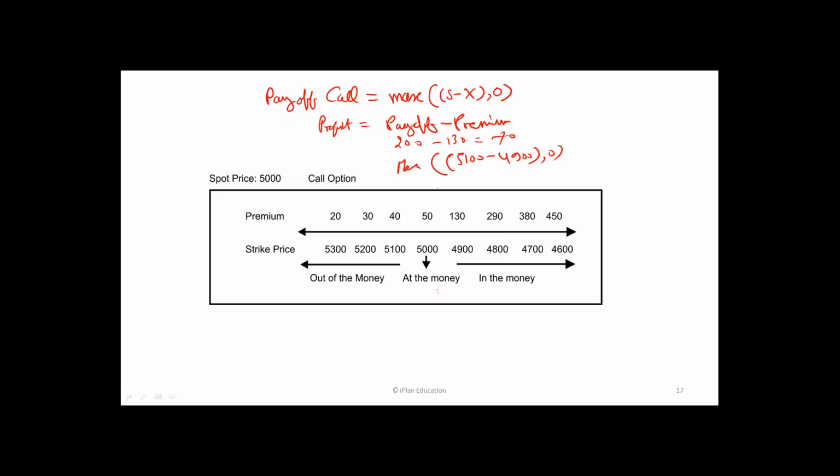So 70 is your profit. And let's suppose the price goes down, let's say to 4800. Now the value goes negative, minus 100. So which is maximum? 0. So 0 will be your payoff. Okay, so your profit will be 0 minus premium, so minus 130. So 130 is your maximum loss. Okay, you got it?